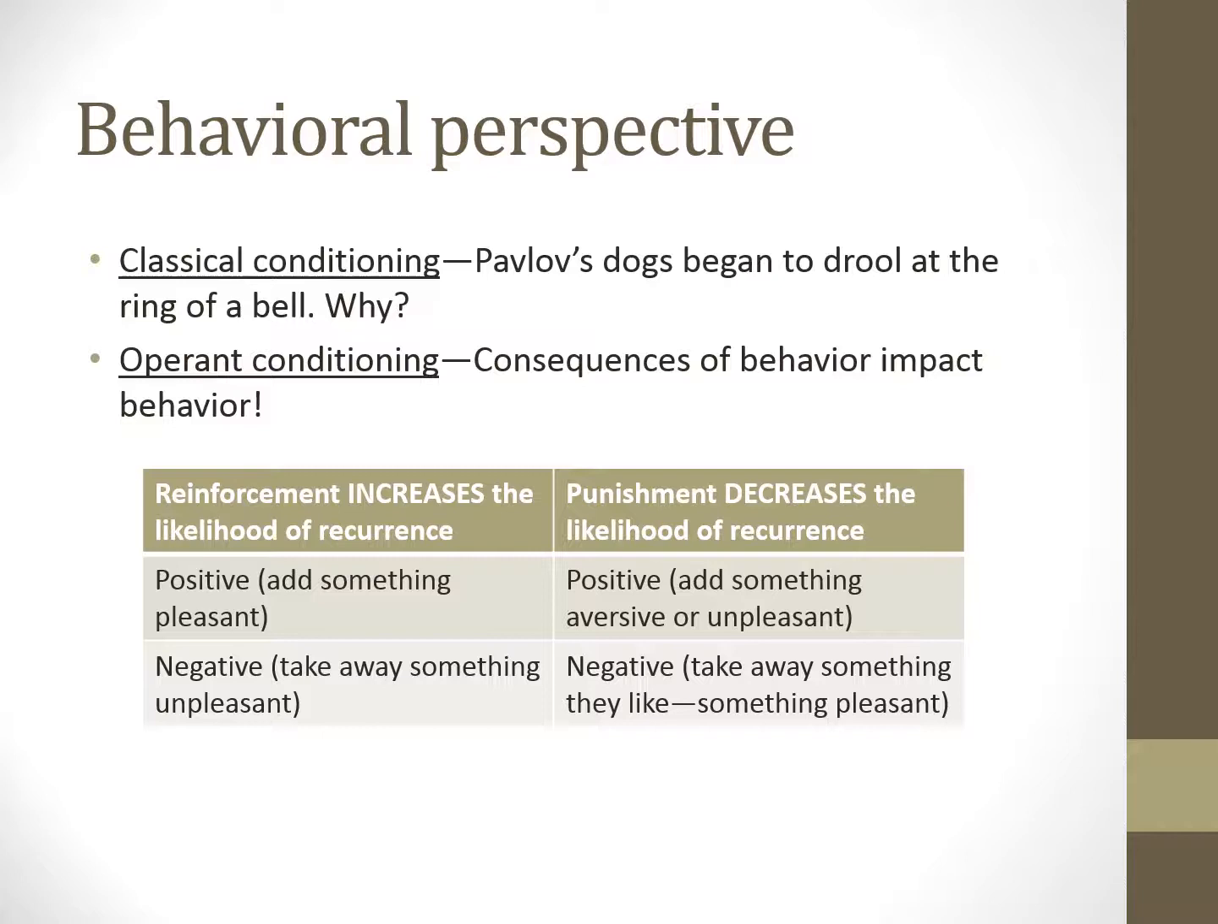Another example includes the fear response. Do a quick Google search for the Little Albert experiment and see how Watson produced a fear response in poor little Albert. In operant conditioning, on the other hand, the consequences of a behavior either increase the likelihood that the behavior will be repeated, or they decrease the likelihood of recurrence. Remember, reinforcement increases the likelihood, and punishment decreases the likelihood of a behavior being repeated.